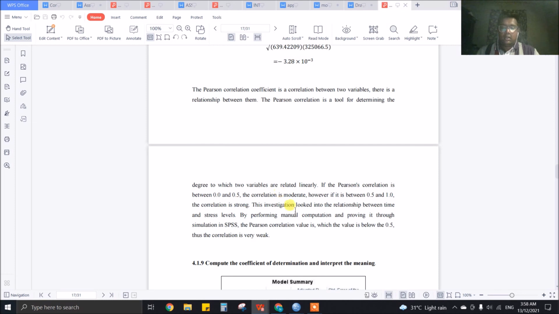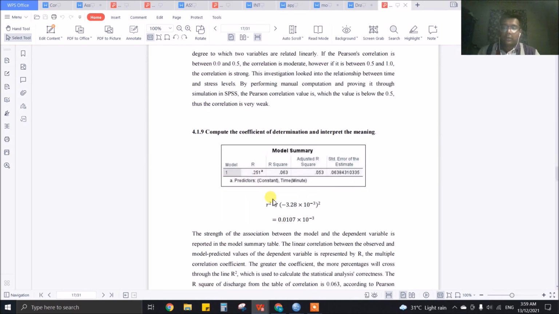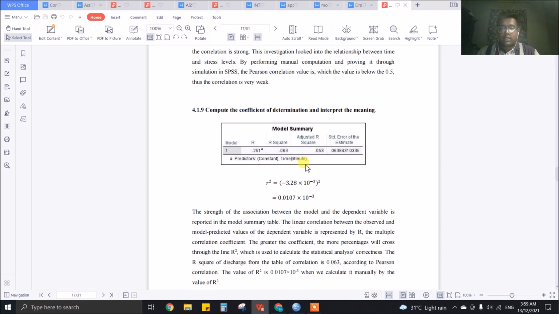We can investigate the relationship between time and power by performing manual computation and proving it through the simulation. For this Pearson correlation, the value is below 0.5, so we can say that the correlation is very weak. Let's look into the coefficient of determination and talk about the meaning behind it.